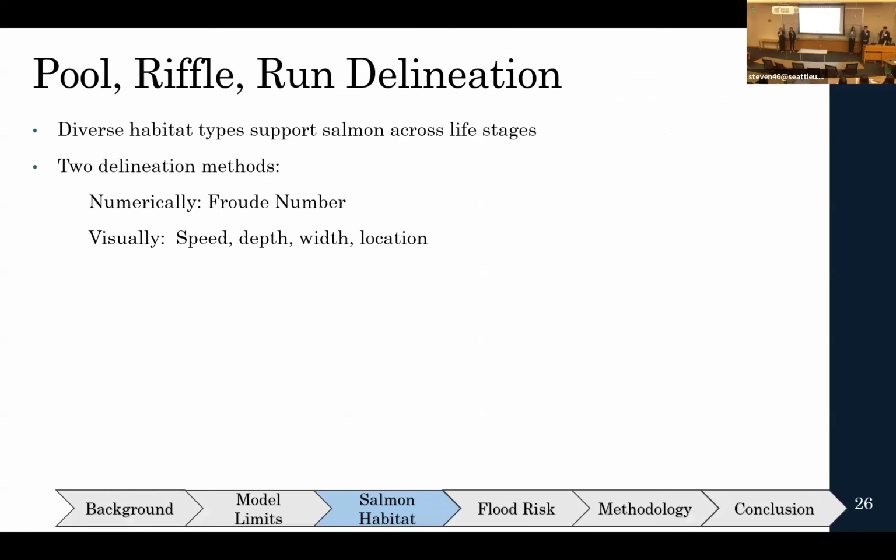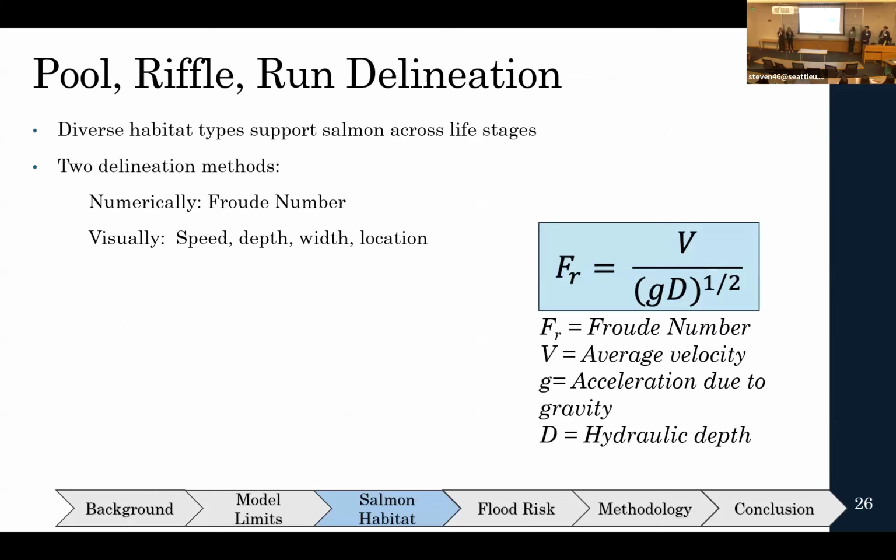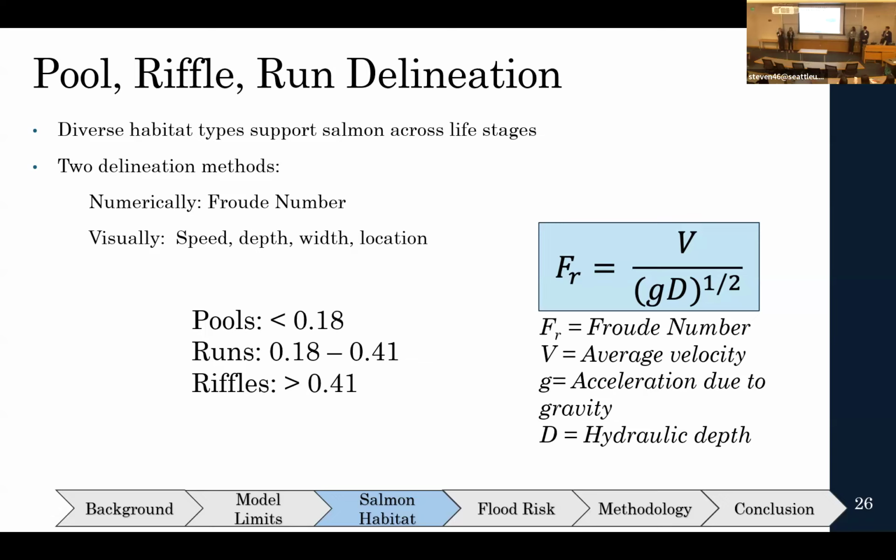Another metric we used to gauge habitat quality was through pool, riffle, and run delineations. Pools, riffles, and runs are habitat types found in rivers, and they're significant because having a diverse distribution of these habitat types helps support salmon across life stages. We used two delineation methods. First was numerically using the depth and velocity outputs of the model inputted into the Froude number equation to produce a range of values that correspond with pools, riffles, and runs. And you can see that pools generally have a lower Froude number and riffles have a higher Froude number.